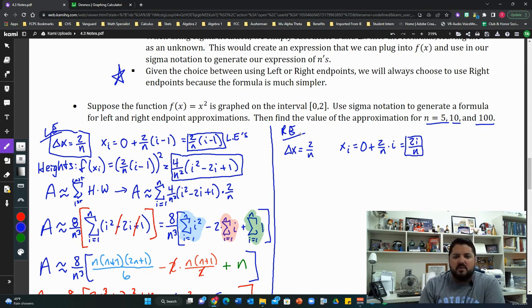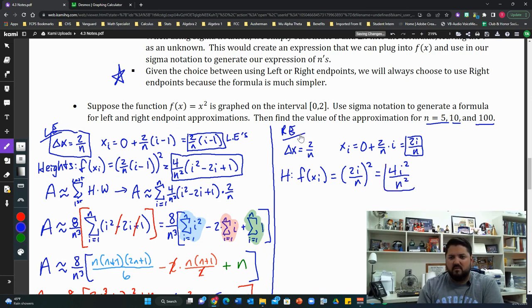Because now when I go to substitute my x sub i formula into f of x to get my heights, all I have to square is this fraction. That's way easier than having to square that binomial. It also is going to make our summation stuff much simpler as well. So my formula for f of x sub i is actually just 4i squared over n squared. So that's really easy. 10 times easier than what we just did.